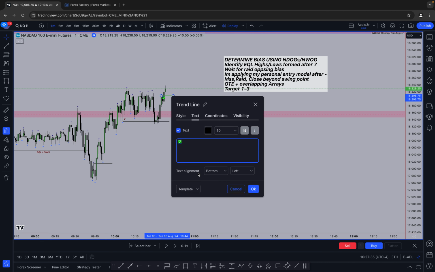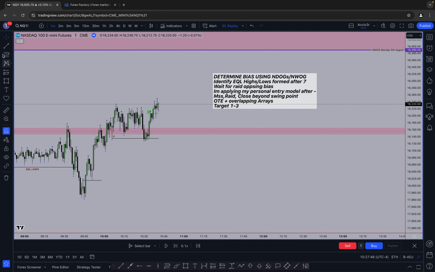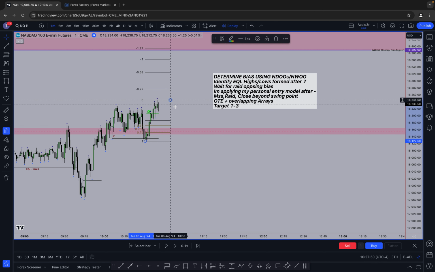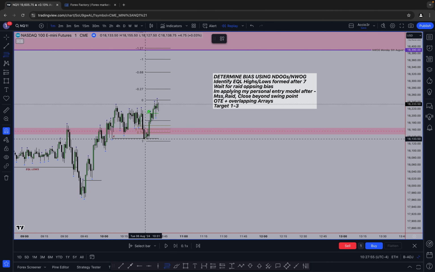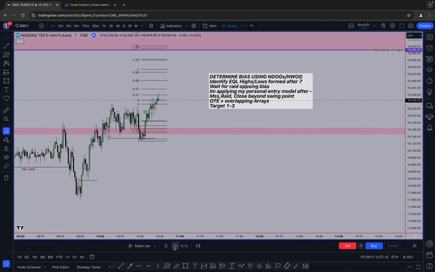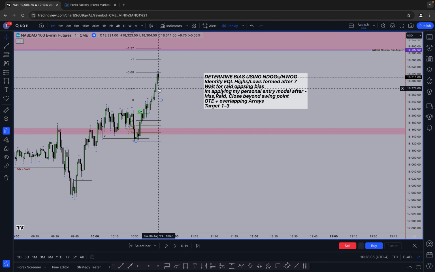Let's just put that on the top to make it less cluttered and more easy on the eye. And now I'm waiting for an optimal trade entry. So when I do this, I'll usually draw it with the wicks and with the bodies. And I'll look for any overlapping arrays. Let me just delete this for a sec.